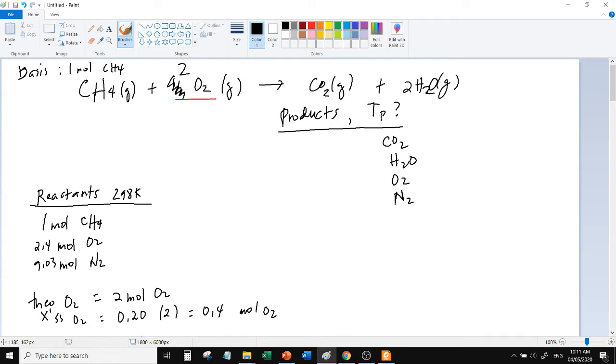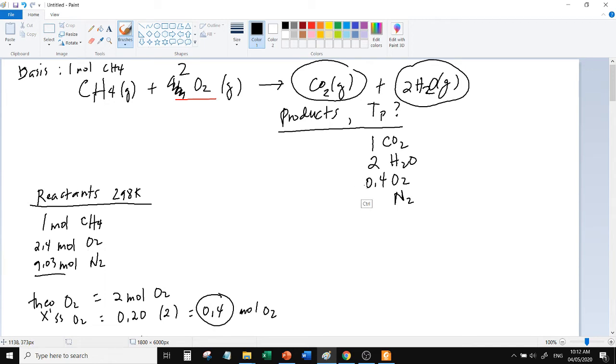So, using the balanced equation, since it's 1 mole of methane and complete combustion, based on stoichiometry, 1 mole of CO2 comes out. And then, based on stoichiometry, 2 moles of H2O come out. How many moles of O2 come out? Of course, only the unreacted one, the 0.4 that's the excess, because the 2 in the 2.4 was consumed in the combustion reaction. How about the N2? All of the N2 comes out because it isn't consumed in the reaction.